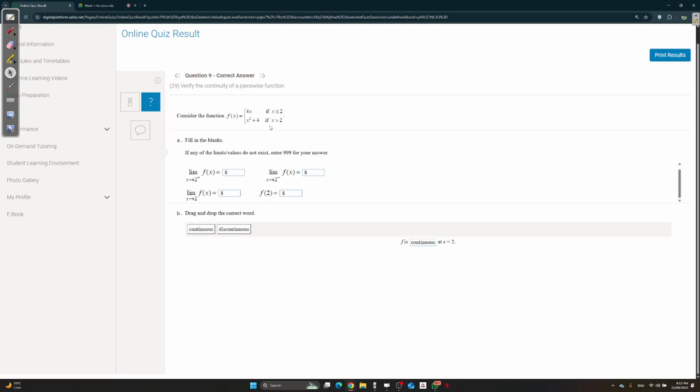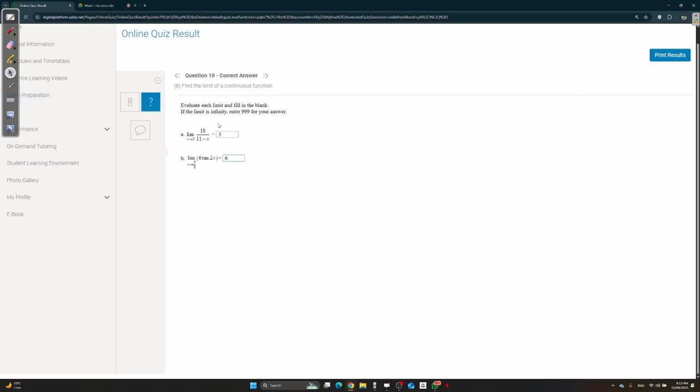F of 2, you check which one I substitute f of 2 in. The first one. Why the first one? Because he said, what's the condition? X is less than or equal to 2. You need to search for the one that says less than or equal. So it's the first one. Substituting 2 will get you 8. Since these are all equal, what does that mean? It is continuous.